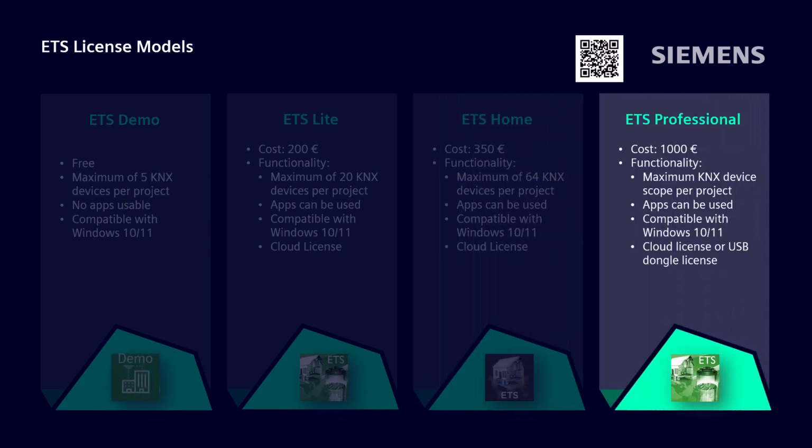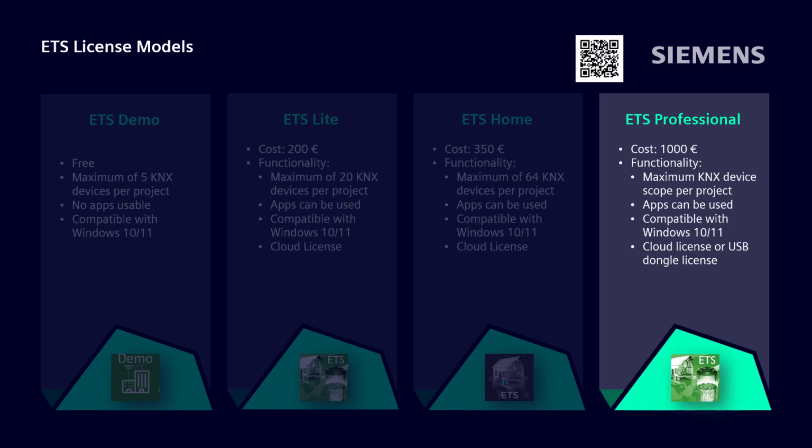Finally, the ETS Professional License represents the most comprehensive version of the ETS software. For a one-time price of €1,000, it offers the full range of functions in terms of functions and the number of devices or projects. The license can be used either as a cloud license or as a USB dongle version, which allows maximum flexibility in use. This version is the standard solution for system integrators, specialist companies, and all those who regularly work with KNX projects. It is indispensable in such cases.